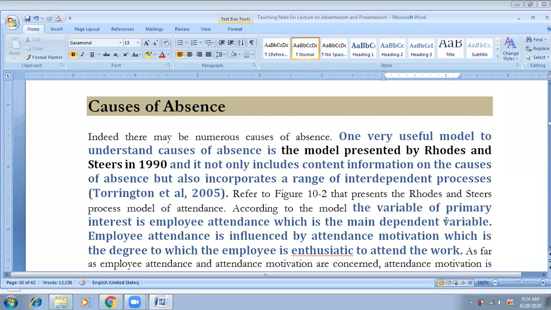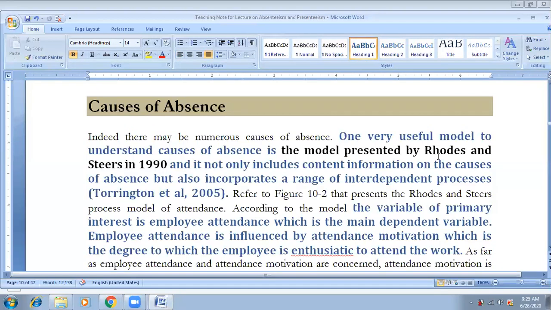Now, causes of absence. I must say thanks to these two professors. Hopefully my pronunciation is correct. Wrote this in 1990. Thanks to Professor Poynton and others, I learned this model from the book written by Professor Torrington and others, some four professors. They are UK professors. The model presented by them.